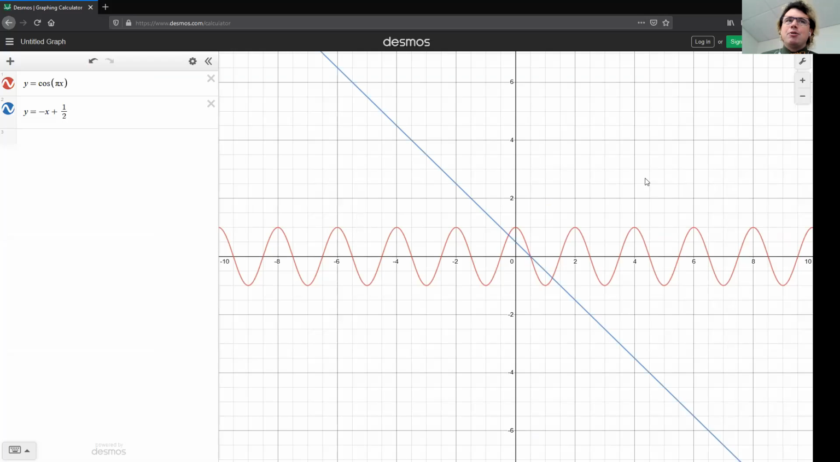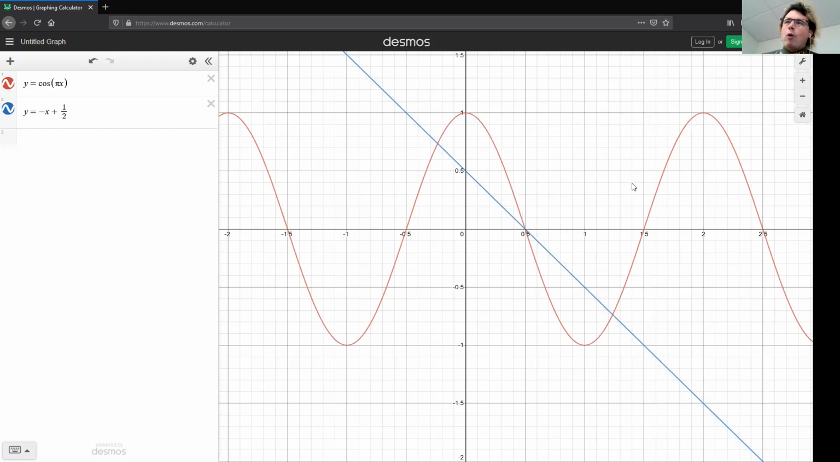Now, let's go to the graphs of the numerator and the denominator separately. So in red here, I've got cosine of pi times x. In blue, I've got 1/2 minus x. And here is the coordinate where I'm interested in. X is equal to 1/2, and both of the functions are 0. So what's the deal?